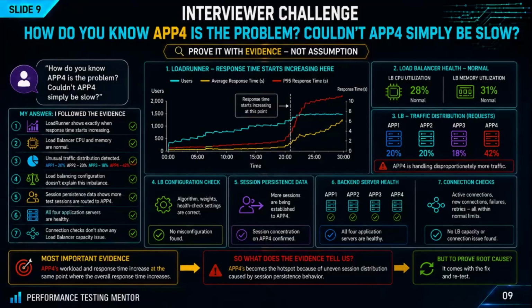Most importantly, App4's workload and response time increase at the same point where the overall response time increases. So the evidence strongly points to App4 becoming the hotspot because of the uneven session distribution. But I still need to prove that this is the root cause. That comes with the fix and retest.